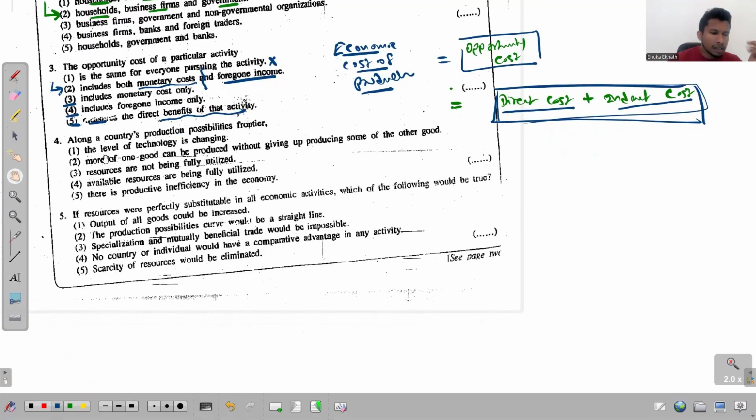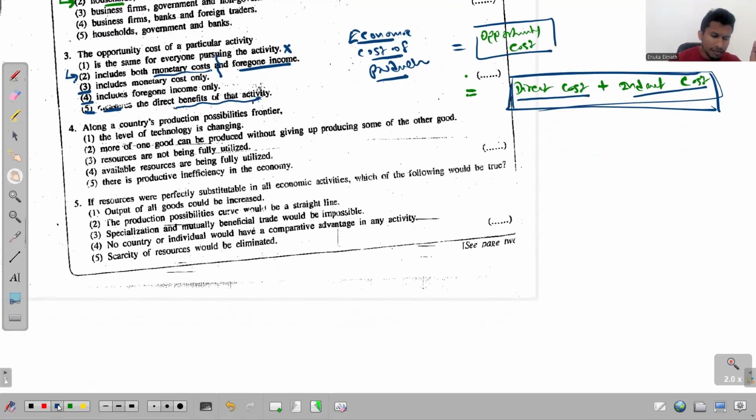Look at this question 4. Question 4 says, along a country's production possibilities frontier, on the PPC of a given country, we'll read the given options. The first one says the level of technology is changing. No, this is one of the assumptions we make when drawing this PPC. We assume that technology remains constant.